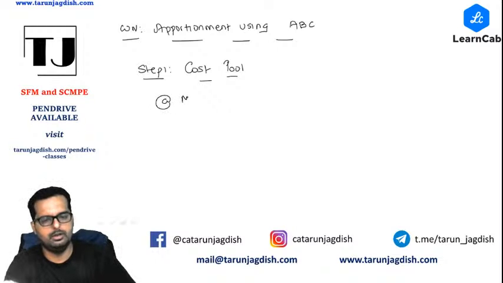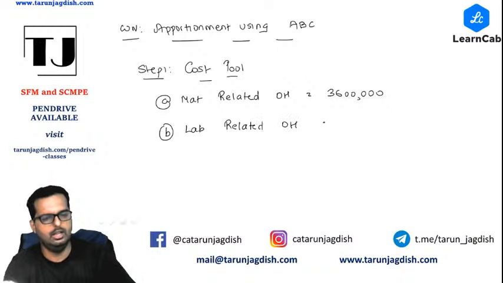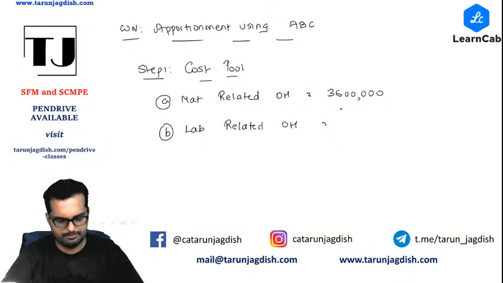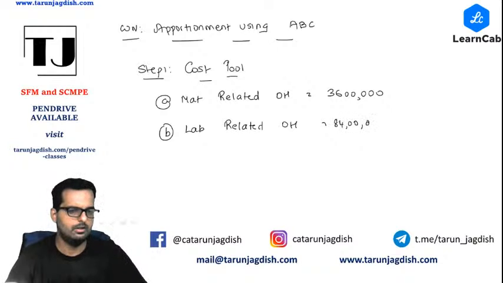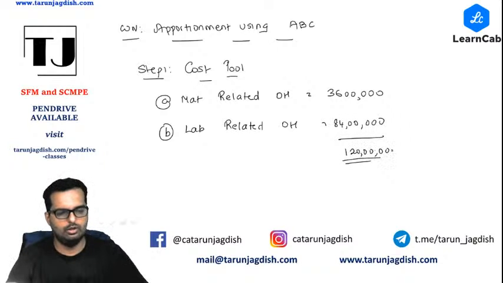Okay, point number A, material related overheads. We have already got the answer as 36 lakhs for that. Point number B, labor related overhead. Friends, how much was the labor related overhead? Was it turning out to be 84 lakhs? Total was how much? 120 lakhs. Can you write down this in your books quickly?